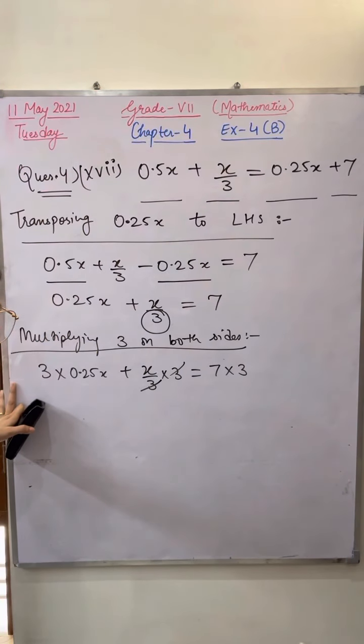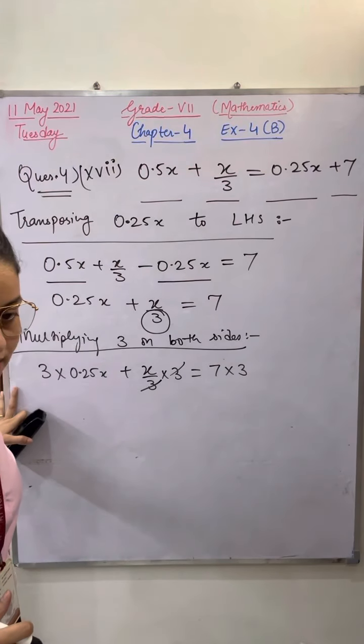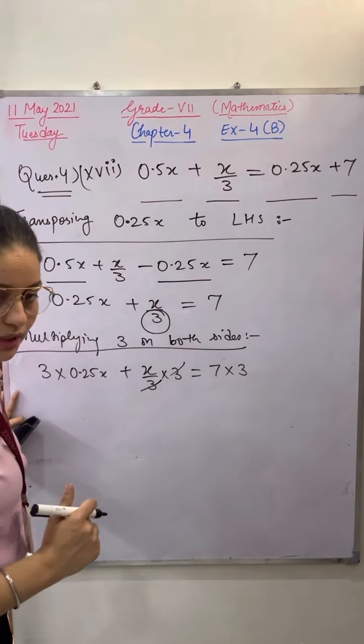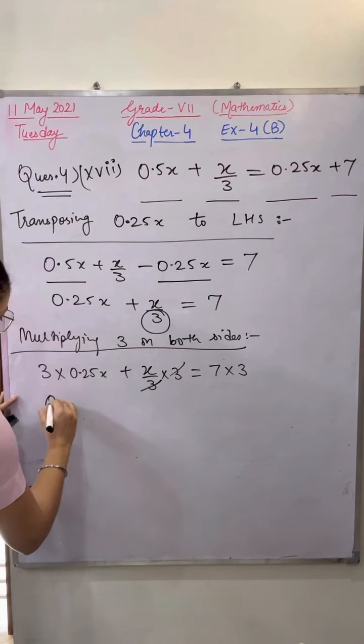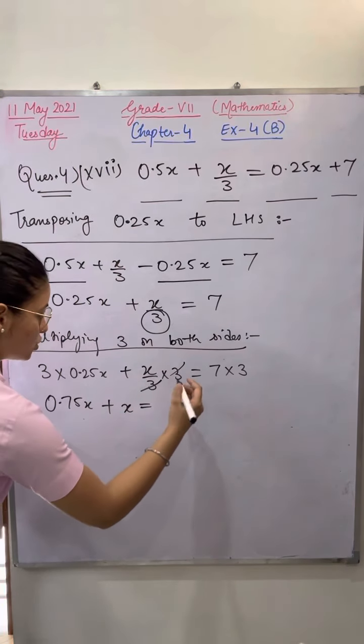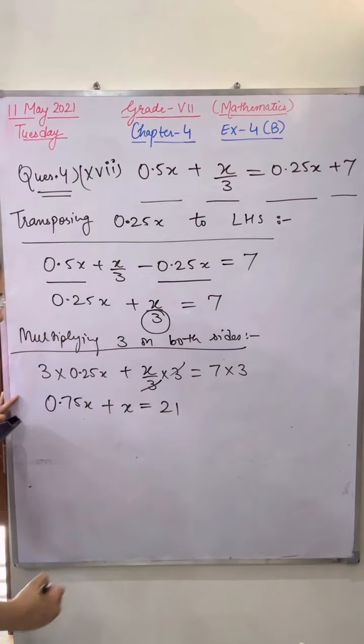I'm going to unmute you. Very good. Right. The answer will come in decimal. Right. Absolutely correct. It is equals to 0.75x plus x is equals to 7 3s are 21.